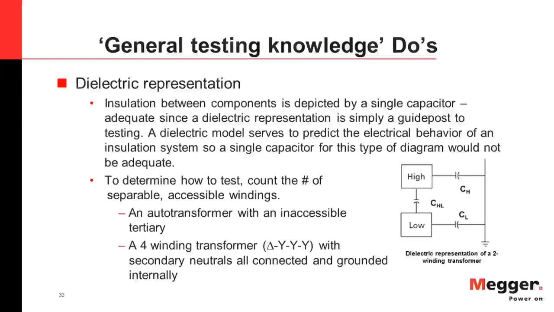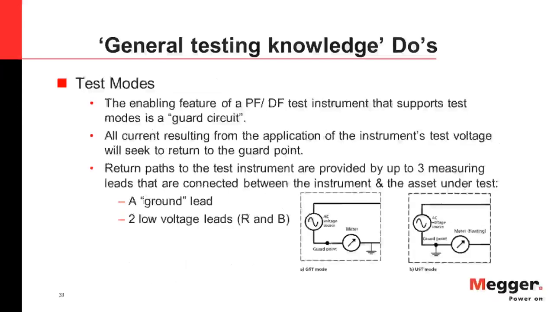Now let's talk about test modes for a moment. The enabling feature of a power factor instrument that supports test modes is a so-called guard circuit. All current resulting from the application of the instrument's test voltage is going to seek to return to the guard point. And there are 3 possible return paths to the instrument, via 3 leads that are provided with the instrument. A ground lead, which is always in use, and then 2 optionally used low voltage leads, a red and a black.